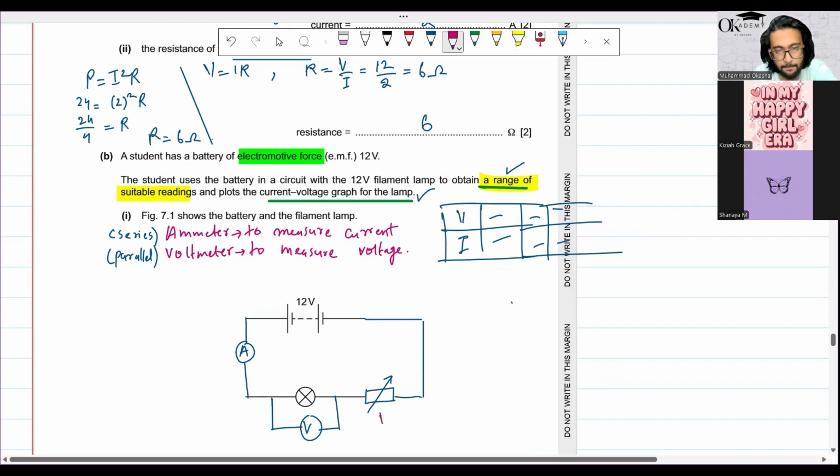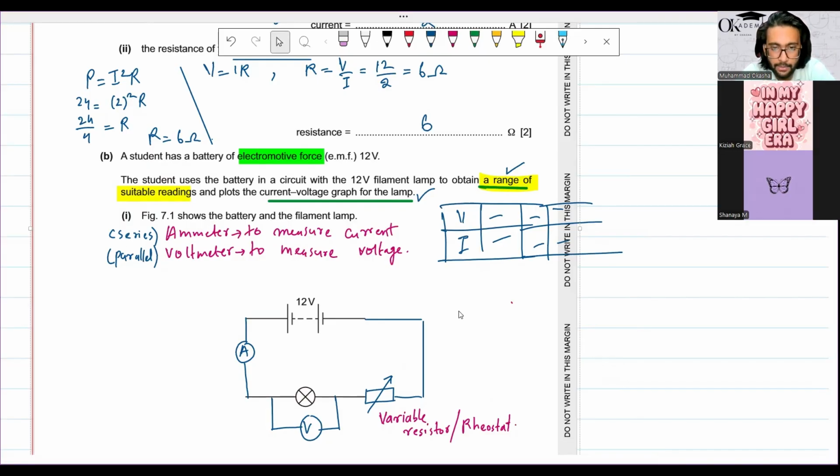So this is a variable resistor. We can also call it a rheostat. And this bit is very useful when it comes to ATP, the alternative to practical. This bit is really useful. You should realize that whenever we are required to have a range, whenever we want to have a range, we need to put in variable resistors so that we can get a range of values of voltages across the other component.